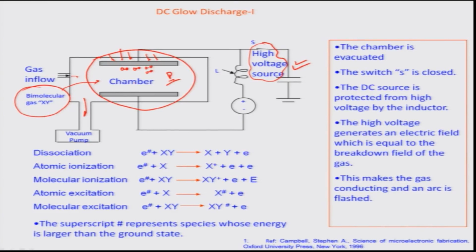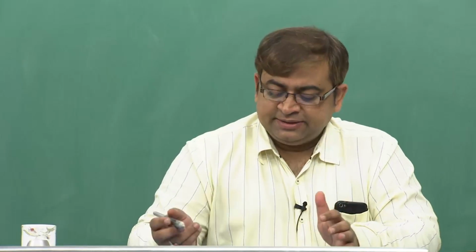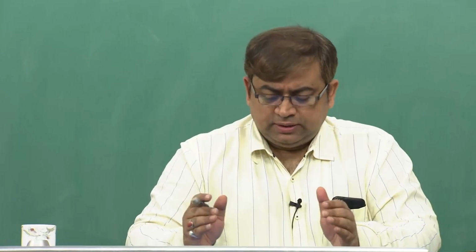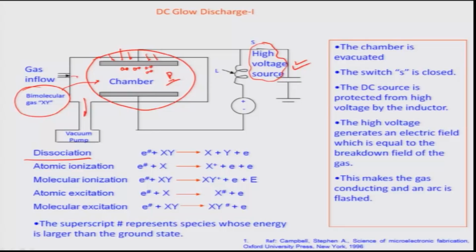When the electron comes off into the gas with a certain energy, there are many happenings within such a chamber. One of the processes is called dissociation. When this high energy electron, you can see this hash here means energy, interacts with a bimolecular gas molecule present within the chamber, it converts it into free radicals. So you have the X and Y free radicals, and the electron does not have any energy anymore.